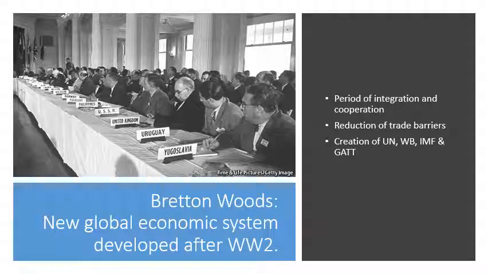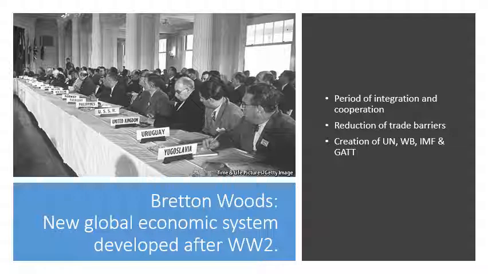We talked a lot about Bretton Woods in this class and the institutions that came out of Bretton Woods. So let me just clarify something on this slide. On the right-hand side of the slide, those 3 bullet points refer to this post-World War II period, not necessarily to Bretton Woods specifically. After World War II, we had this broad period of global integration and cooperation.